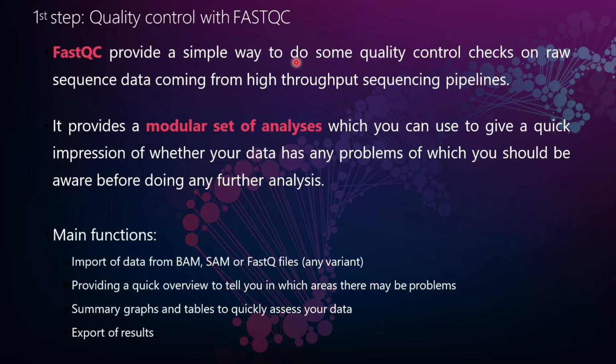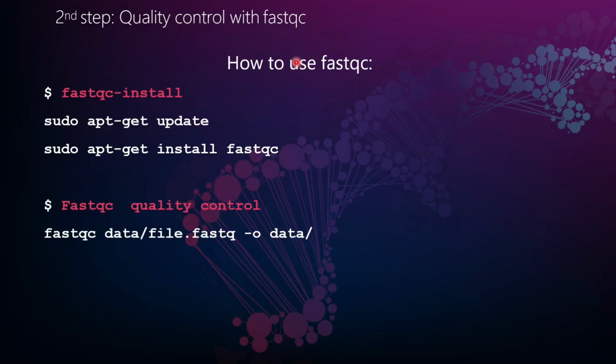So what are the main functions of FastQC that we use? We can import our data as a SAM, BAM, or FASTQ file, any variant. We get a quick overview of which areas have problems. Summaries are created, like graphs and tables for our data, and then we can export the results.